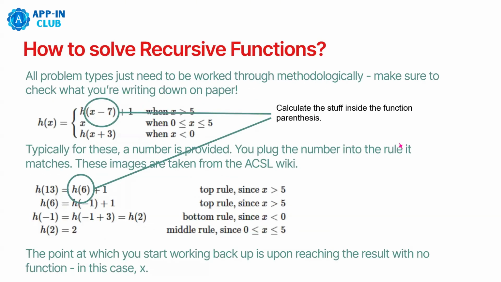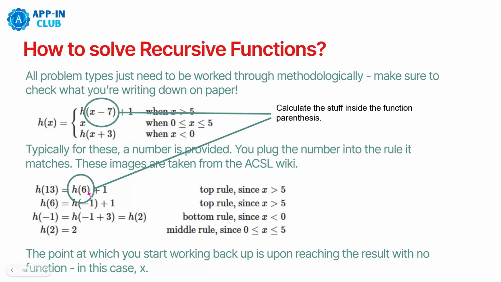We'll go over how to solve the first type of problem first. All problem types just need to be worked through methodologically. Make sure to check what you're writing down on paper. First, to solve these, you want to calculate the stuff inside the function parentheses. A number will be provided to you. In this example problem, screenshots taken from the ACSL wiki, the number is 13. You plug that number into the rule it matches. In this case, 13 would be going to the top rule because 13 is larger than 5. You plug it in, put it through this, and then write the number down in this form.